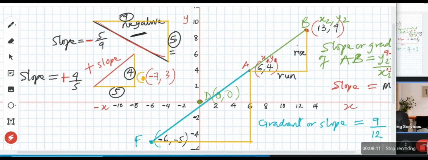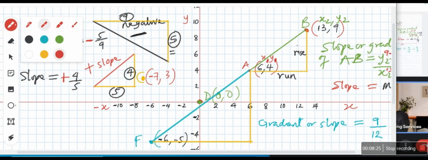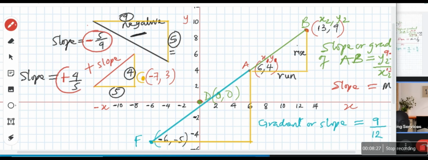If it is going down, I said it will carry a minus. If it is going up, it will carry a plus. The answer will have a plus. That's all. So like this one that is sloping up will carry a plus. If it is going down, a minus. So you just do rise over run and all that.